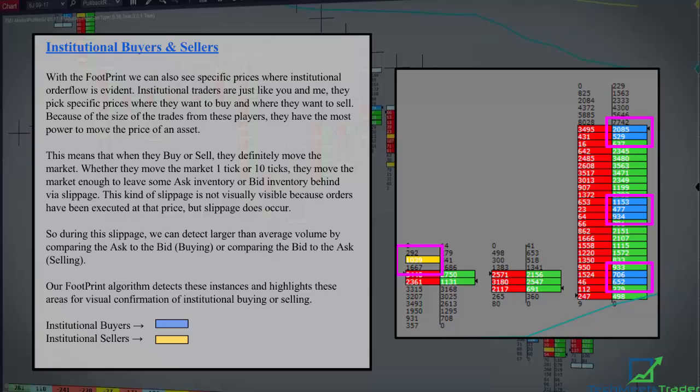Our footprint algorithm detects these instances and highlights these areas for visual confirmation of institutional buying or selling. Here we can see that institutional buyers are highlighted in blue. They came in at very specific prices on this bar. And we could also see institutional sellers highlighted in yellow.